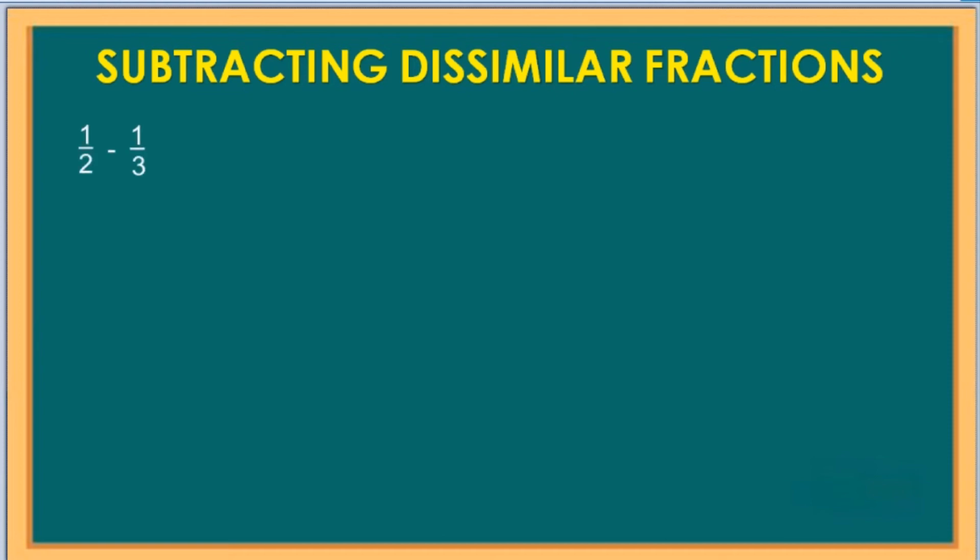1/2 minus 1/3. We can see that the denominators are not the same. So we should get first the LCD of 2 and 3. The LCD of 2 and 3 is 6. So we will put 6 as their denominators. Then, how do we get the numerators?